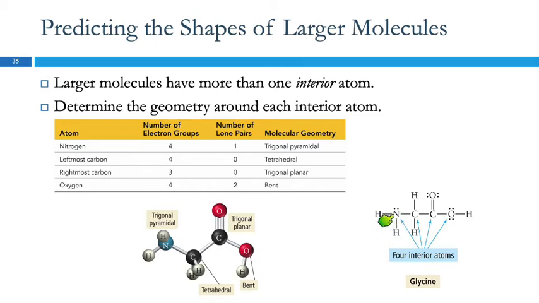So we look at this nitrogen, and we see there are 4 electron groups, which would make a tetrahedron, but there's a lone pair, so that would become a trigonal pyramid. This carbon has 4 electron groups, no lone pairs, so that's going to be tetrahedral. This carbon has 3 electron groups, which is trigonal planar, and no lone pairs, so it remains trigonal planar. The oxygen has 4 electron groups. The electron geometry would be tetrahedral, but 2 of those balloons are invisible, and so we call that bent.